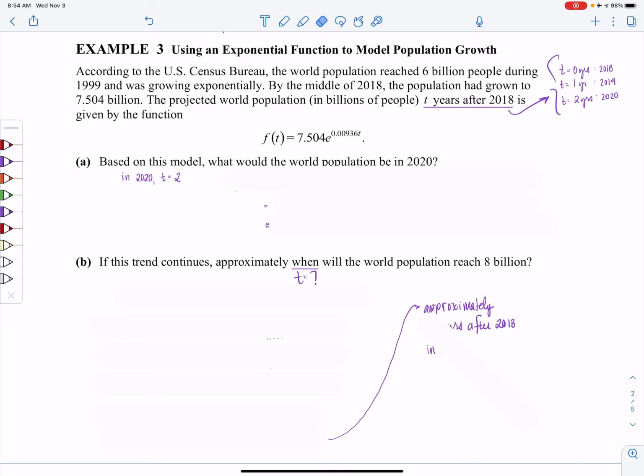So let's start out by reading the question. According to the U.S. Census Bureau, the world population reached 6 billion people during 1999 and was growing exponentially. By the middle of 2018, the population had grown to 7.504 billion people. The projected world population, T years after 2018, is given by the following function.